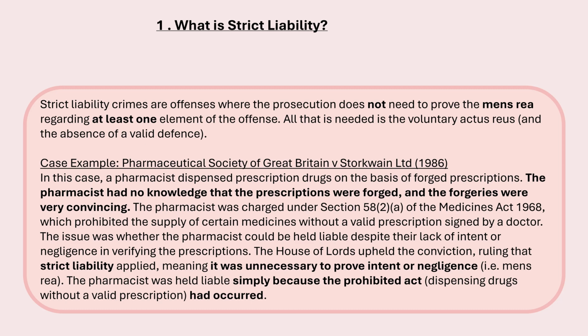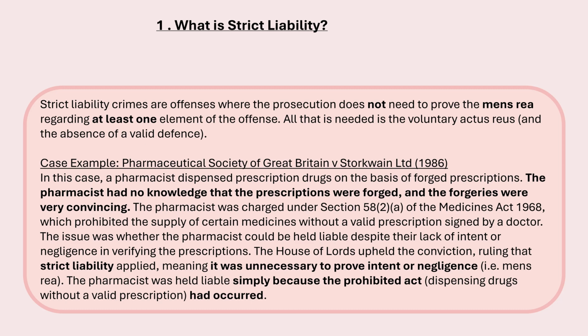In this case, a pharmacist dispensed prescription drugs on the basis of forged prescriptions. The pharmacist had no knowledge that the prescriptions were forged, and the forgeries were very convincing. The pharmacist was charged under Section 58(2)(a) of the Medicines Act 1968, which prohibited the supply of certain medicines without a valid prescription signed by a doctor.